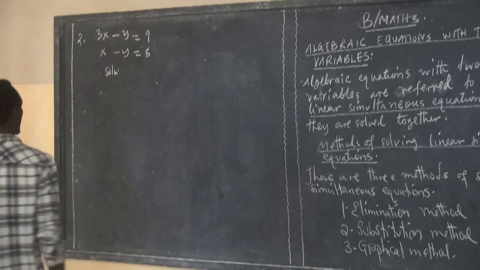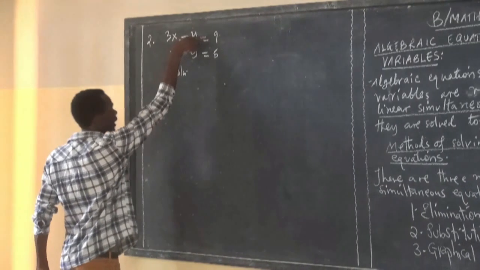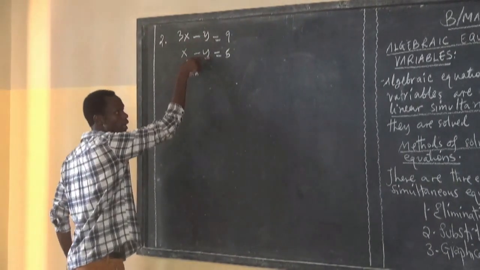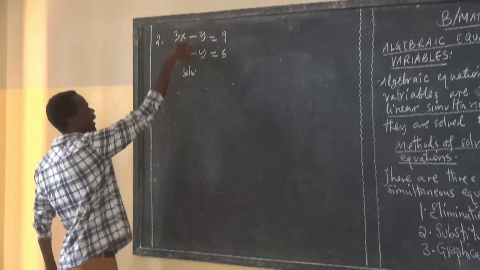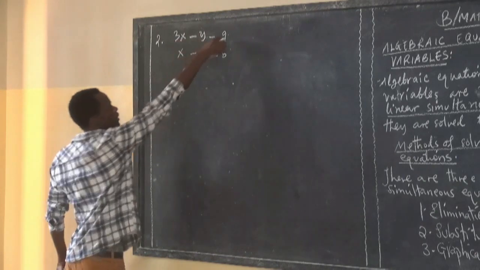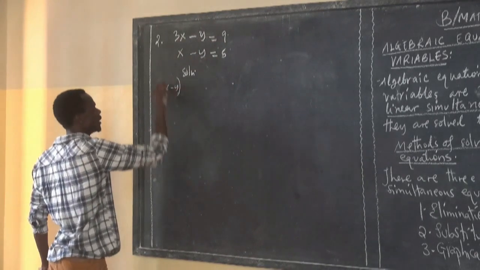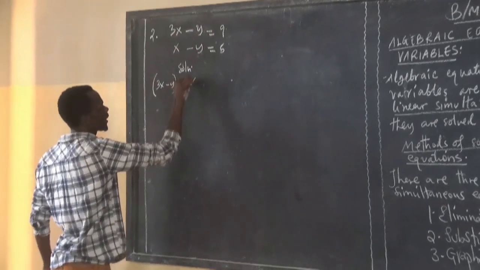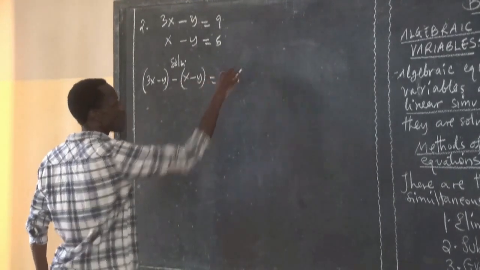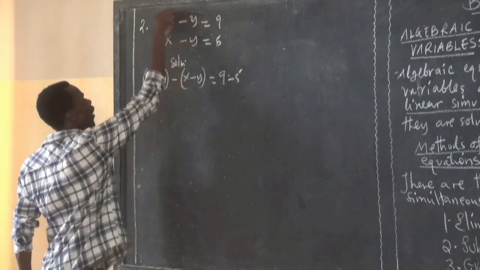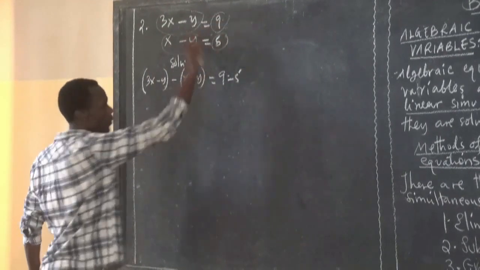Now, look at here. This is the first equation, this is the second equation. Let us take this one and this one. Now, you have 3x minus y, then minus x minus y, then is equal to 9 minus 5. Maana yake, huyu hapa kutoa huyu hapa, na huyu hapa kutoa huyu hapa.